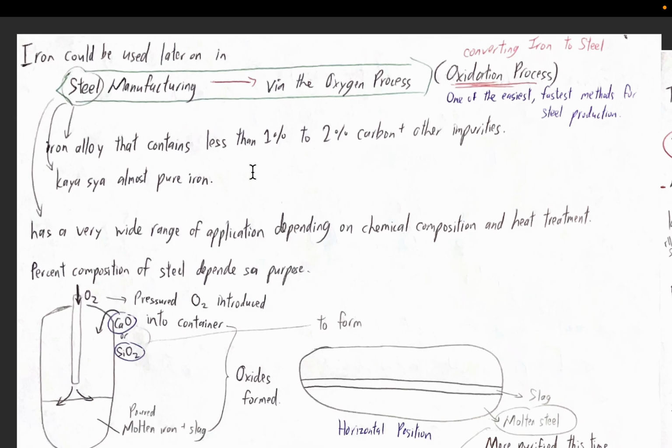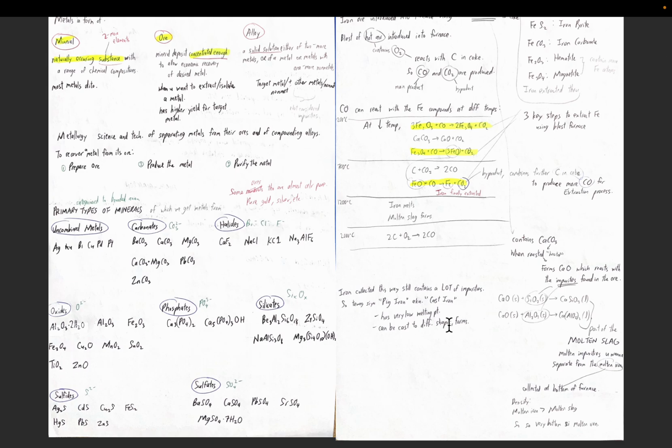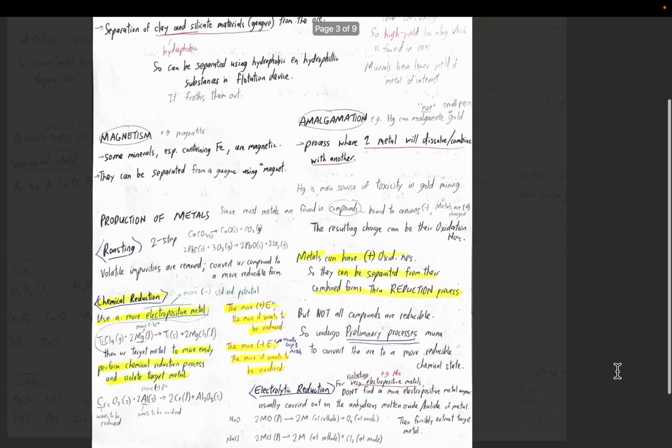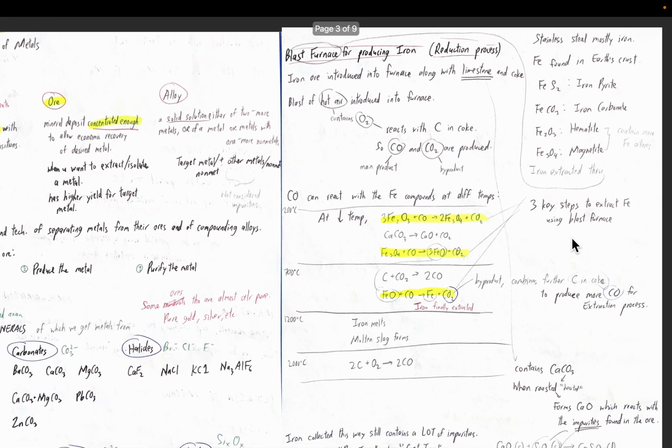Okay, so we are continuing. This is the second part of our series on metallurgy. Previously, we discussed, for the most recent part that we discussed in a previous video, how the blast furnace process works for the production of iron.